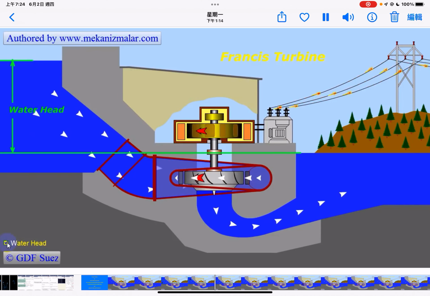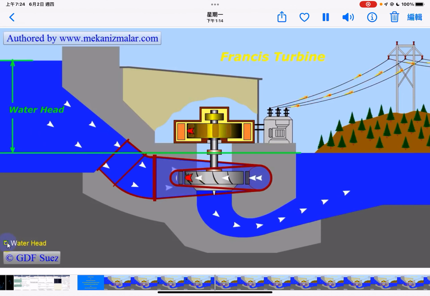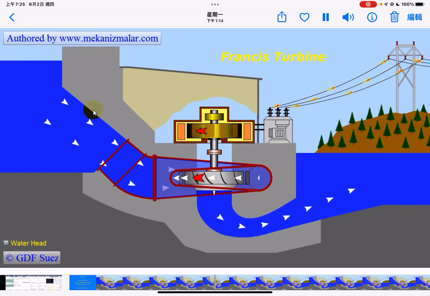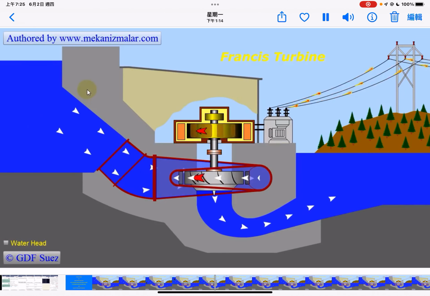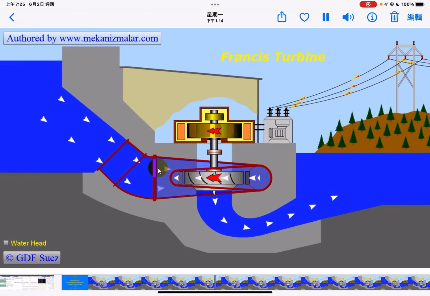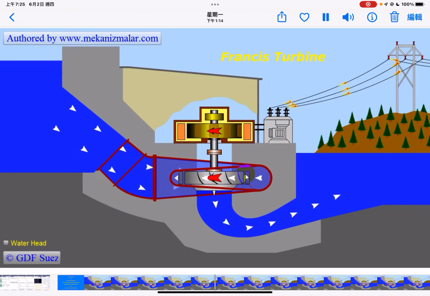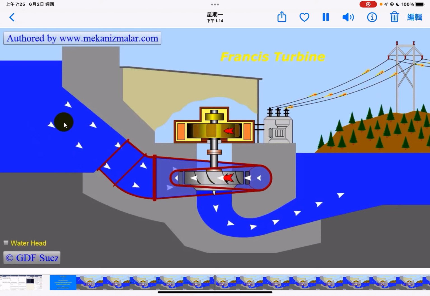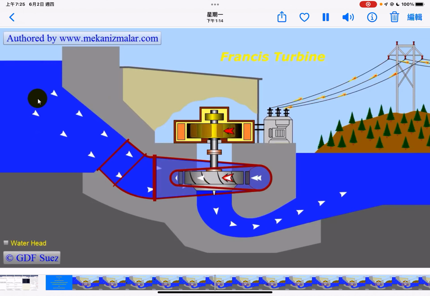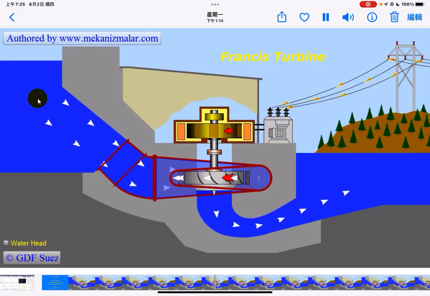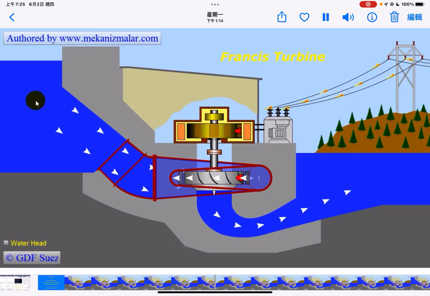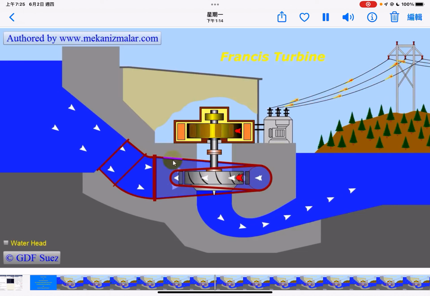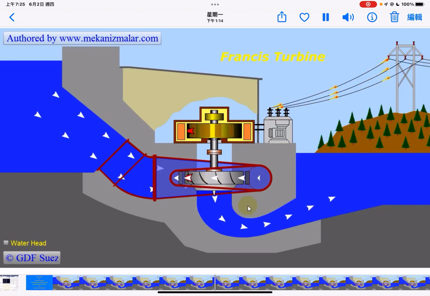Their power output can be calculated from the water head and flow rate and typically ranges from 10 to more than 700 megawatts. One of the distinct advantages of the Francis turbine with respect to other water turbines is that they can also be used as water pumps. This makes them ideal for pump storage systems. This animation shows the operation of a Francis turbine in a dam. The arrows show the water path and direction inside the dam.